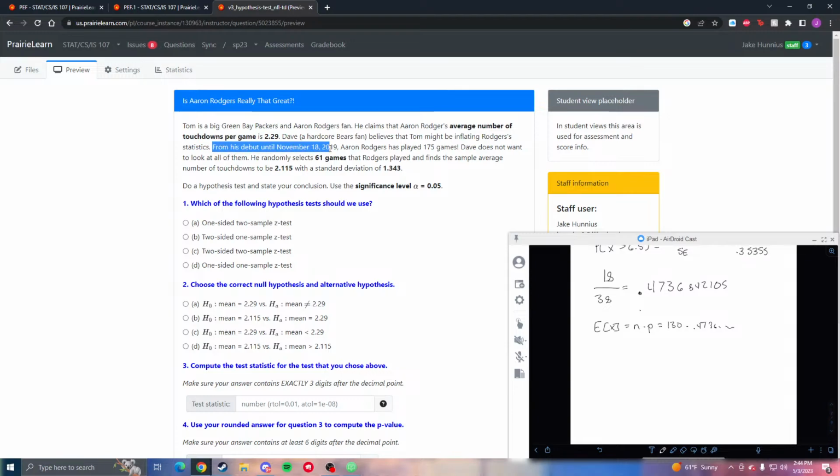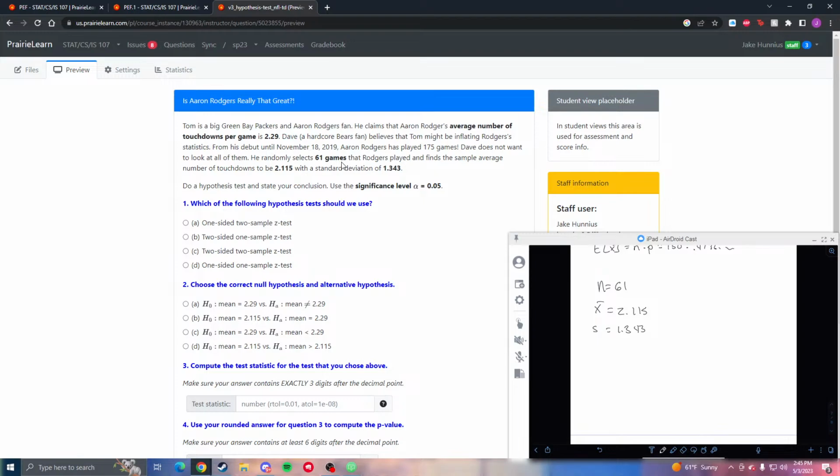So from his debut, which was in the very early 2000s, until 2019, Aaron Rodgers played 175 games. Dave doesn't want to look at all of them. Dave's the Bears fan. So he randomly selects 61 games. So n is 61. And he finds a sample average number of touchdowns of 2.115. So our x bar is equal to 2.115, and our sample standard deviation is 1.343.